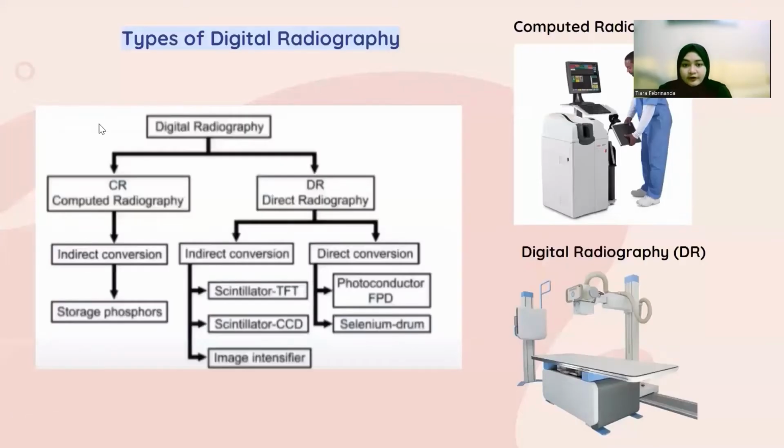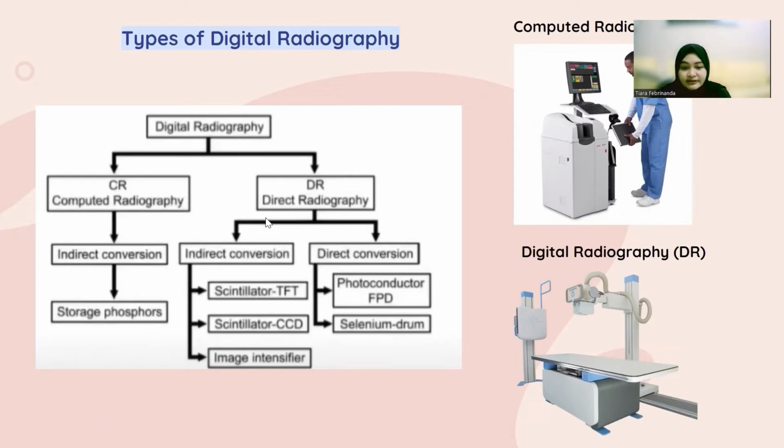The types of digital radiography. Digital radiography is divided into two types. The first is CR, as we know as computed radiography. Computed radiography uses a computer workstation. As you can see in the figure here, here is computed radiography. CR also requires a special cassette and indirect conversion, also storage phosphor.